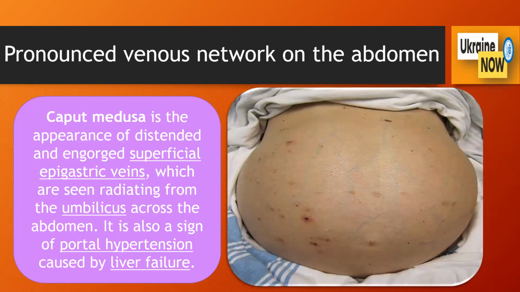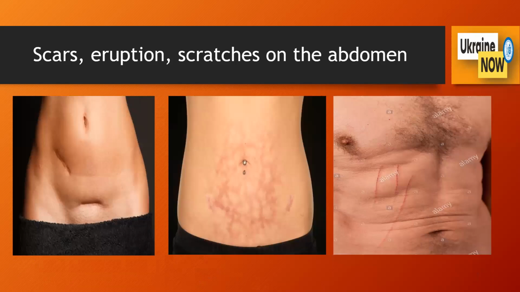Next, a pronounced venous network on the abdomen, also called caput medusae, is the appearance of distended and engorged superficial epigastric veins, which are seen radiating from the umbilicus across the abdomen. It is also a sign of portal hypertension caused by liver failure. The reasons for occurrence of abdominal scars, eruptions, and scratches are diverse. Physicians should ask the patient about the origin of the symptoms, the things that cause them, and their triggering factors.